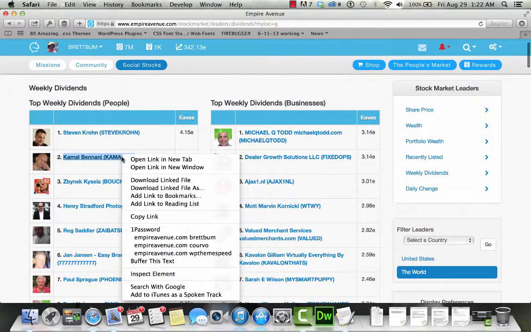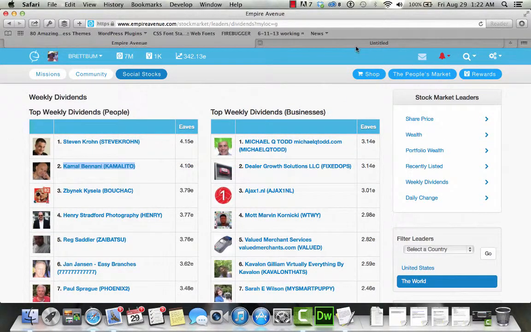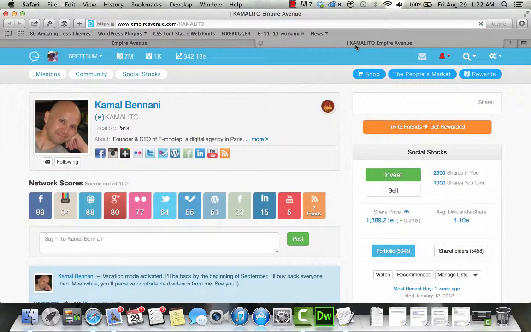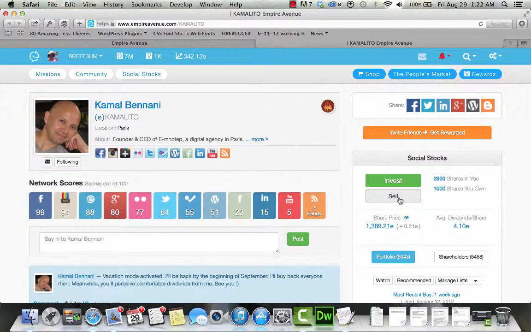I'm going to check and see if I'm maxed out in Kamal yet, and if not, I'm going to try and raise my investment. So here, I'm not maxed out yet. I've only got 1,000 shares, and since he's an Empire Avenue leader, I actually get 8.2 EVEs for every share that I invest in him. So right now, I'm getting 8,000 EVEs per day for my investment of 1,000 shares in Kamal.